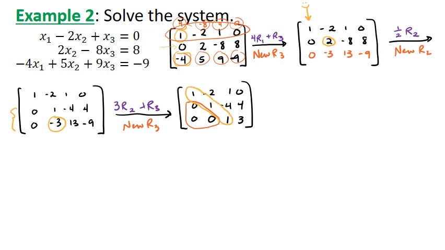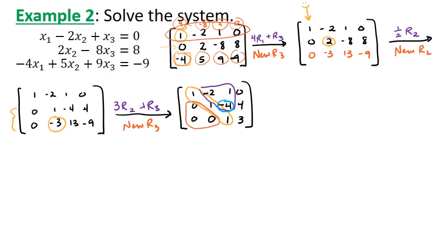Okay, so I need to make these zeros. And you can go about doing that however you want. So the first thing I'll change is this one here. And it looks like I can choose to multiply either row 1 or row 3 by 4.